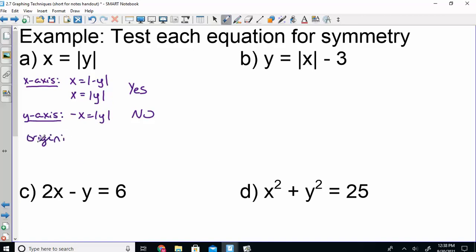Origin, you do both. You make the x negative and the y negative. Okay, I can't get rid of the negative on the x. The absolute value of negative y is the same as the absolute value of positive y. Is that the same as my original? Nope, so it is not symmetric to the origin either.